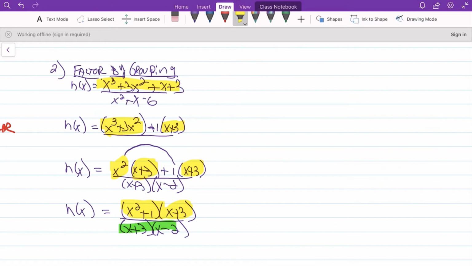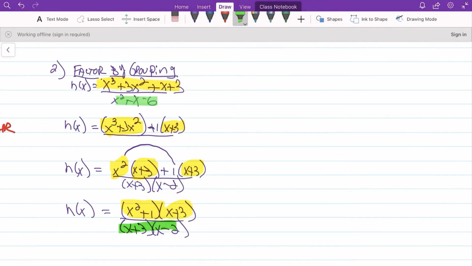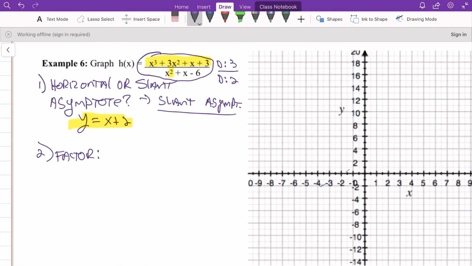And then the denominator, that was only a trinomial, so that winds up factoring into, as you can see, x plus 3 times x minus 2. And that's what I would have had over here. This should be x plus 3 times x minus 2. And I'm going to bring that over here now. So that's going to be my factored function here.